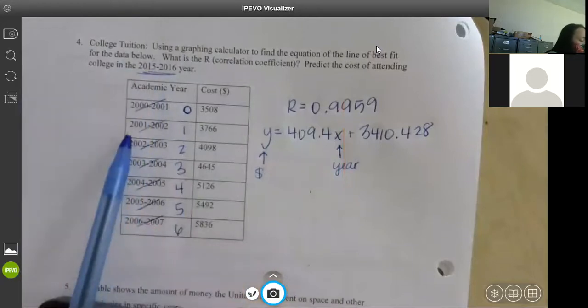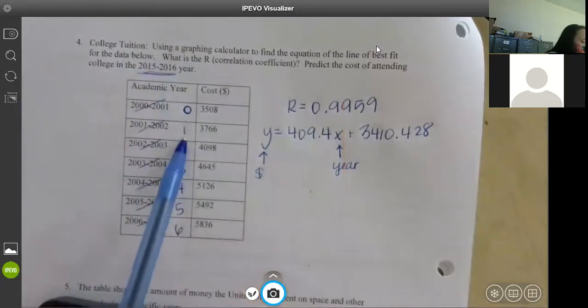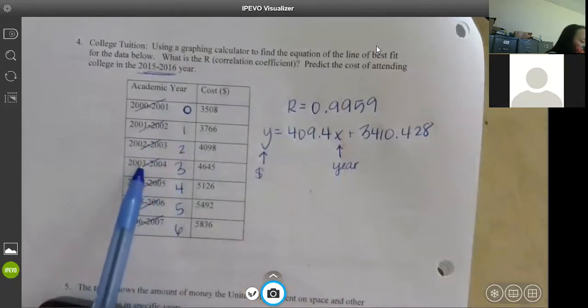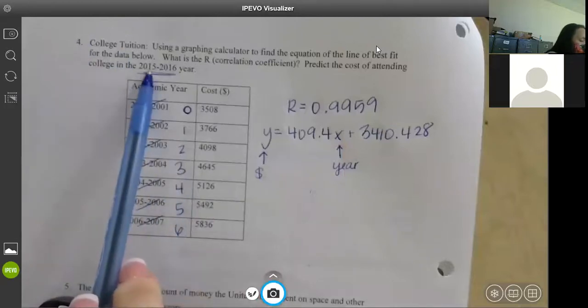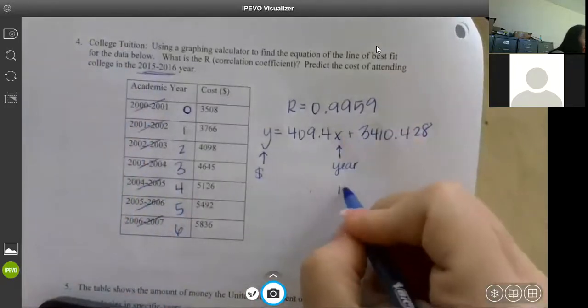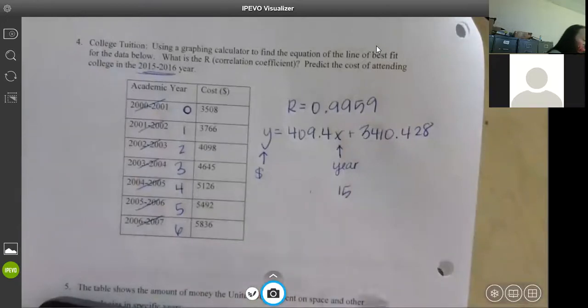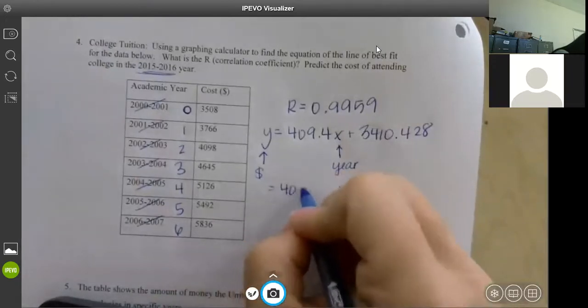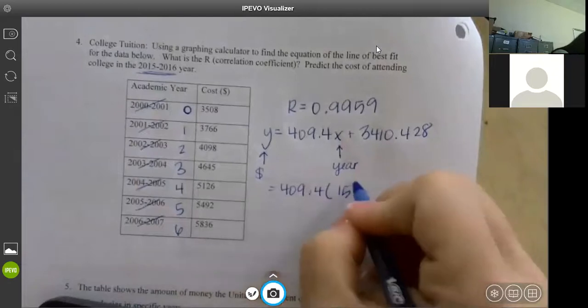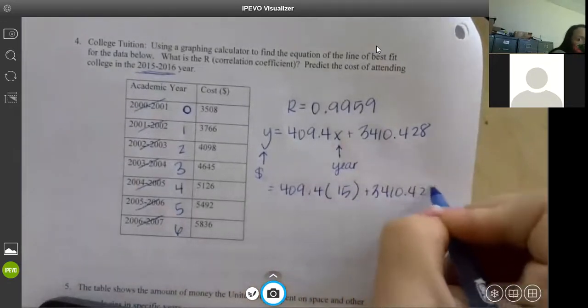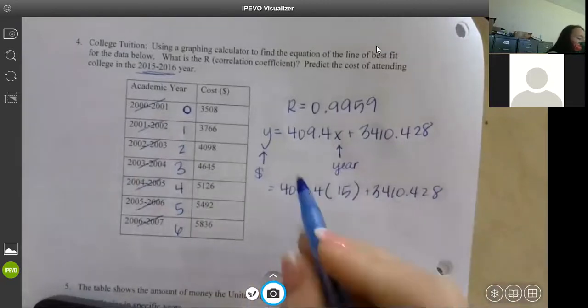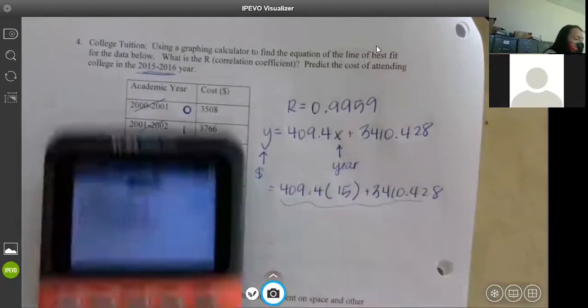Okay, let me go back over it. 2001 was 1. 2002 was 2. 2003 was 3. What will 2015 be? 15. And we're going to plug it in for the year. Does everybody see that? So 409.4, we're going to plug in for the X plus 3410.428. This is one of the easy ones where you just stick this in your calculator. No hard work.